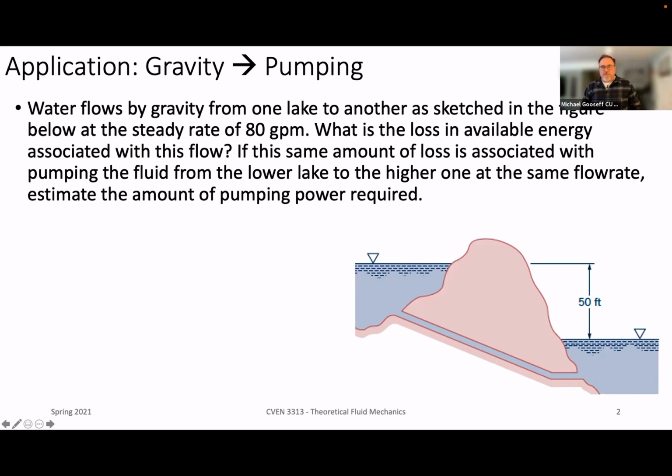So this last problem that we didn't get to on Tuesday was essentially looking at energy losses again, where we have 2 different scenarios. We have these 2 reservoirs. They are 50 feet different in elevation from each other. And we're told that in case number 1, water flows by gravity from one lake to another. So obviously that's going to be from left to right, the higher one to the lower one, at a steady rate of 80 gallons per minute. What is the loss in available energy associated with this flow?